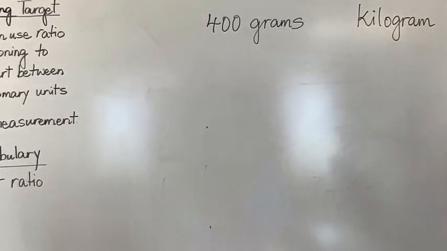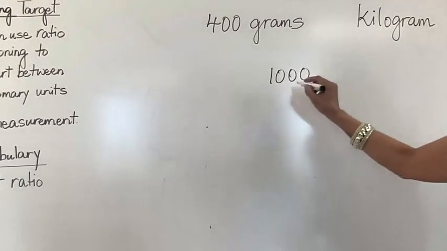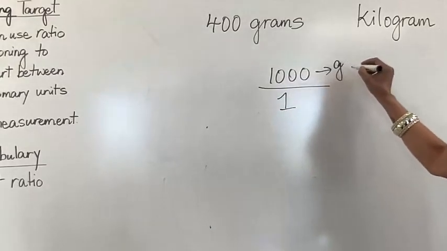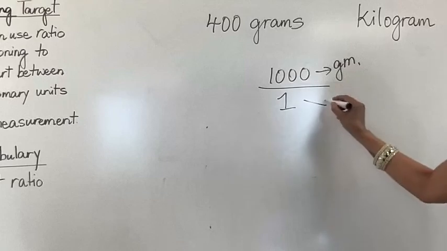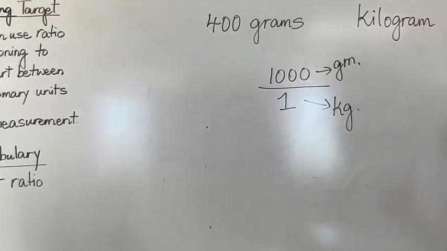And you can convert 400 grams to kilograms to determine how much rice to buy. So we're going to use equivalent ratios, and the unit ratio of grams to kilograms is 1000 grams in 1 kilogram. And that is the unit ratio.